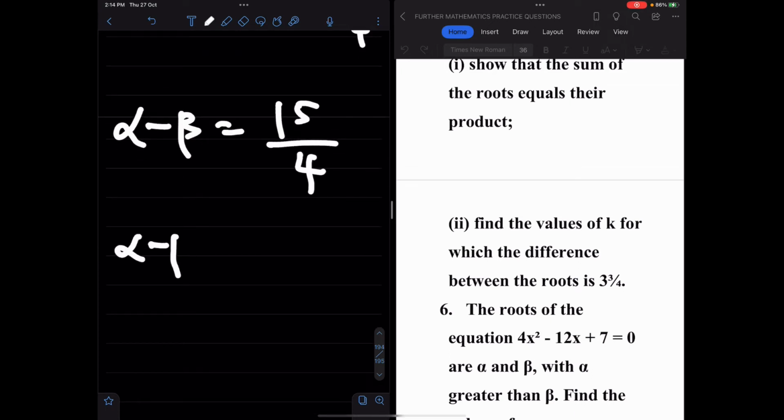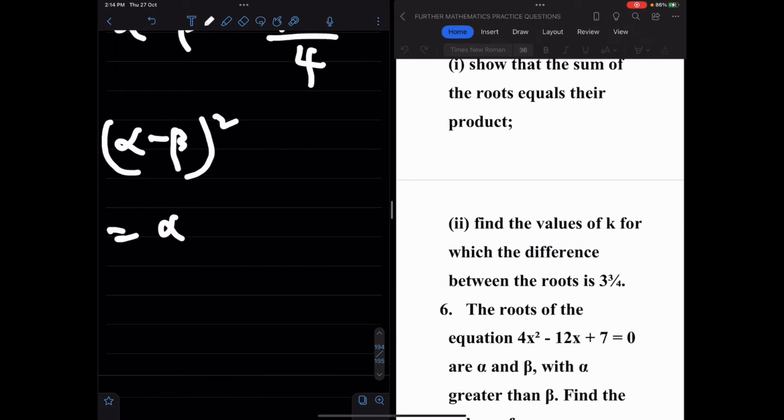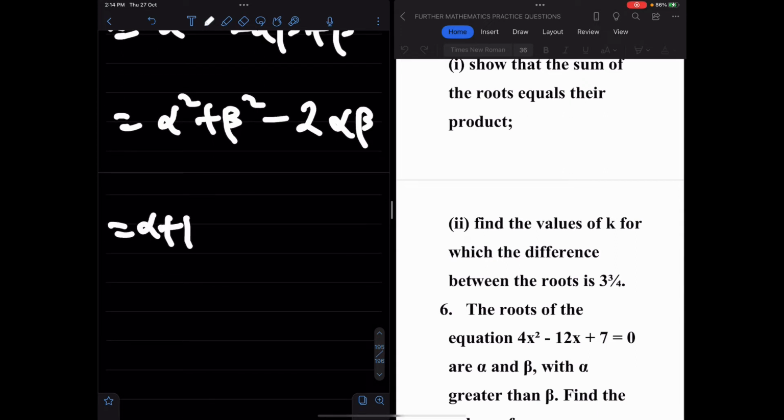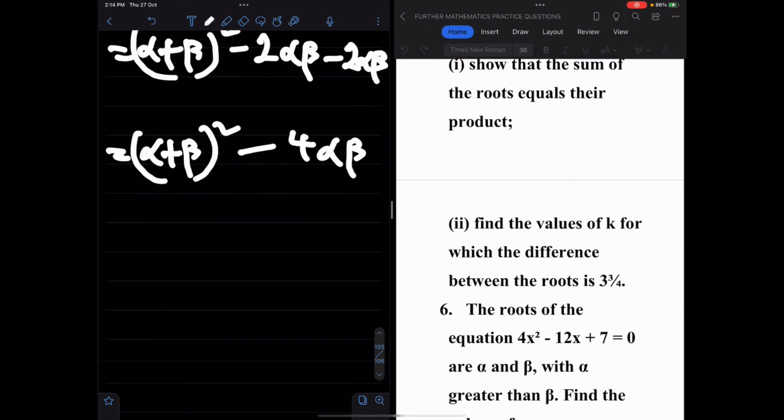Now what is alpha minus beta? We can find that from the square of alpha minus beta. The square of alpha minus beta is the same as alpha squared minus 2 alpha beta plus beta squared, and that means alpha squared plus beta squared minus 2 alpha beta, which is the same as alpha plus beta all squared minus 2 alpha beta minus another 2 alpha beta, and this simply means alpha plus beta all squared minus 4 alpha beta.